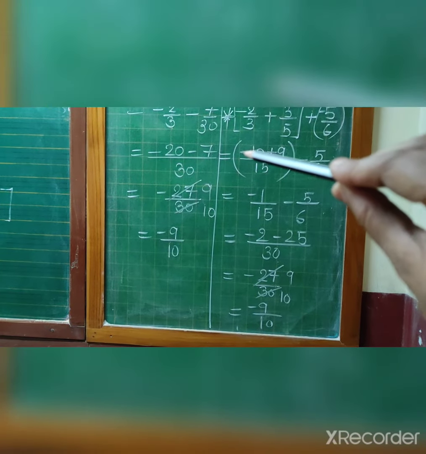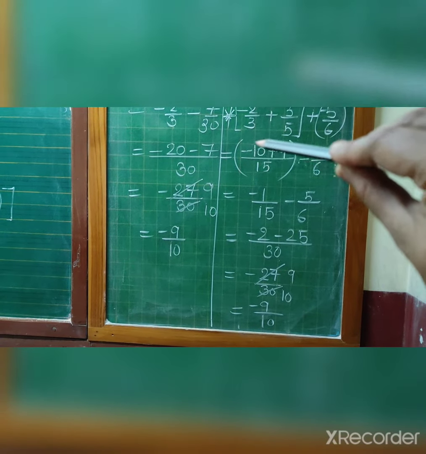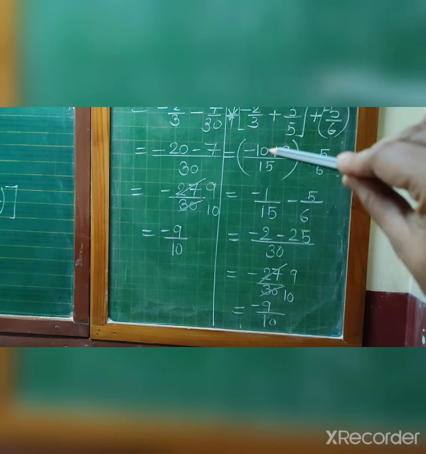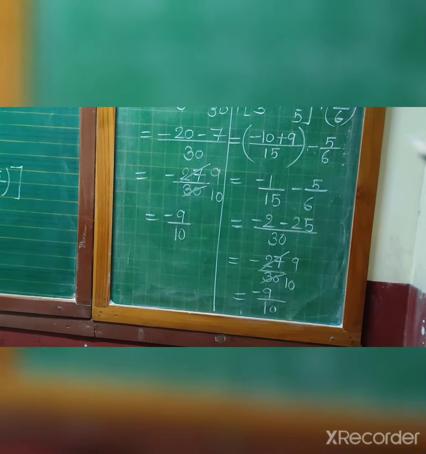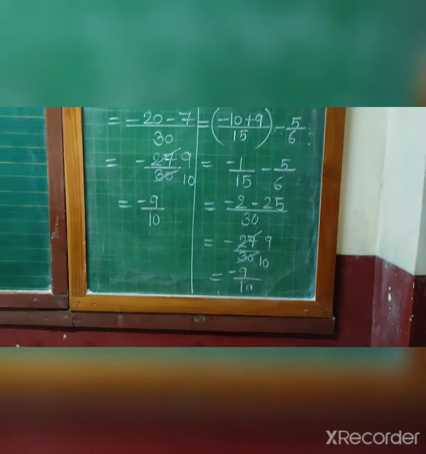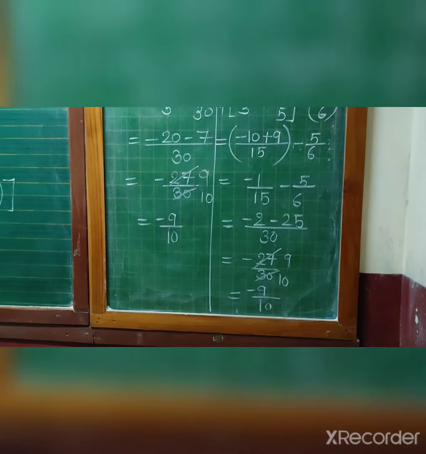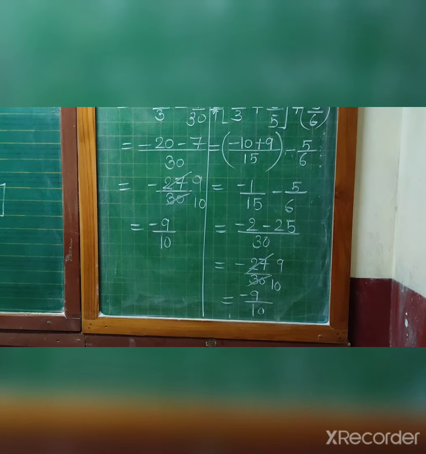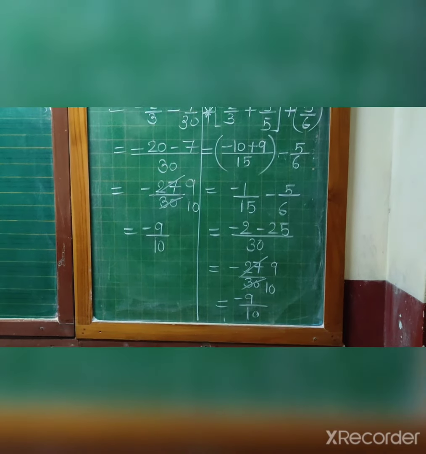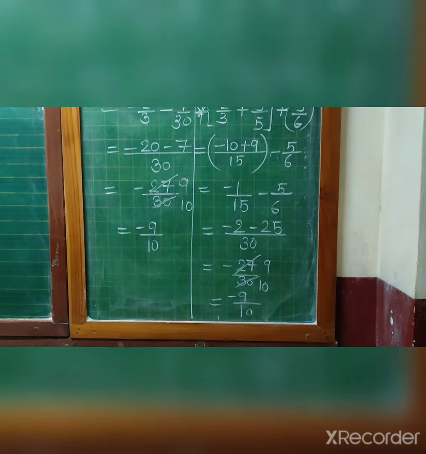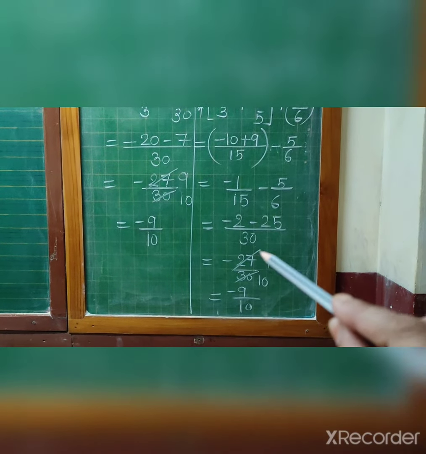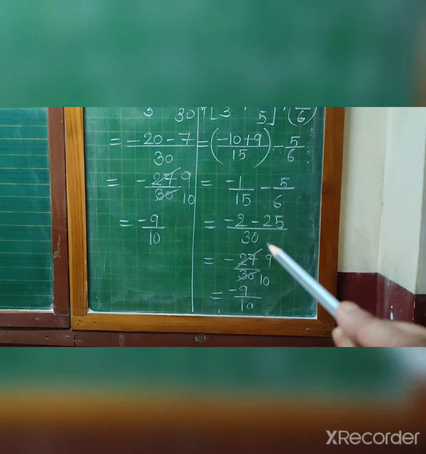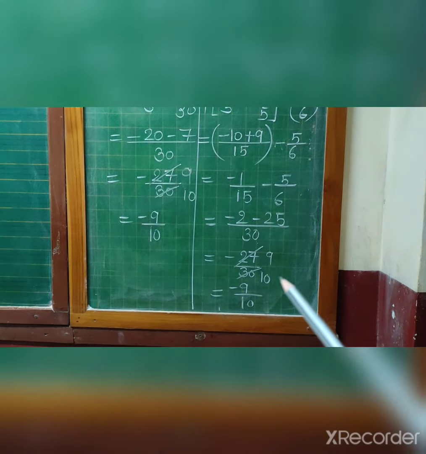Now here one is positive, one is negative number. 10 minus 9 is 1, and the greater number is having negative sign, so minus 1 upon 15 minus 5 upon 6. The LCM of 15 and 6 is 30. 30 divided by 15, 2 times, 2 1s are 2. 6 5s are 30, 5 5s are 25. So two negative numbers we add with negative sign, minus 27 upon 30, so minus 9 upon 10.